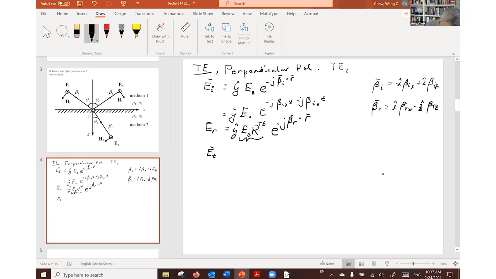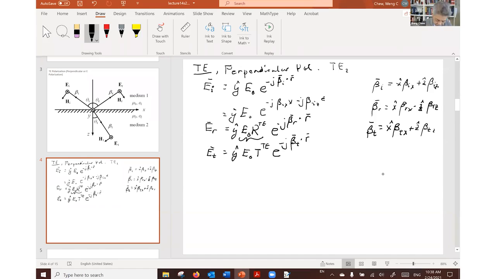the wave in the transmitted region. It will still be Y polarized, but with an amplitude multiplied by TTE, and it will have a beta vector of beta T. Beta T would very much be like beta I, pointing in the same direction, with positive Z component and positive X component.